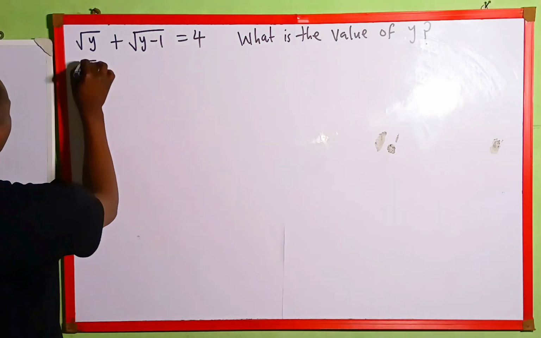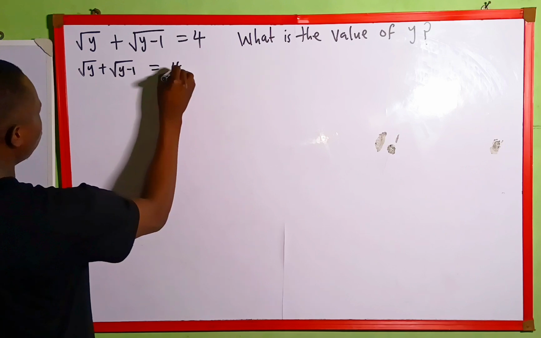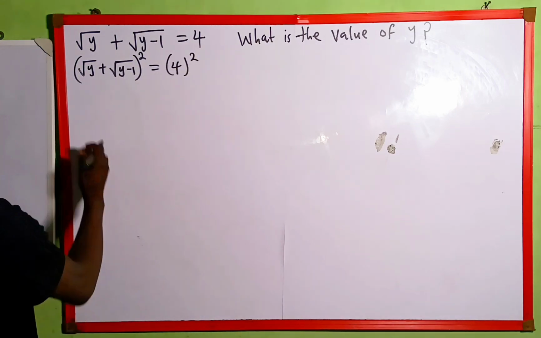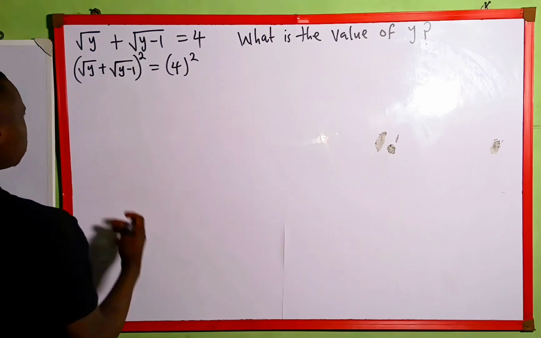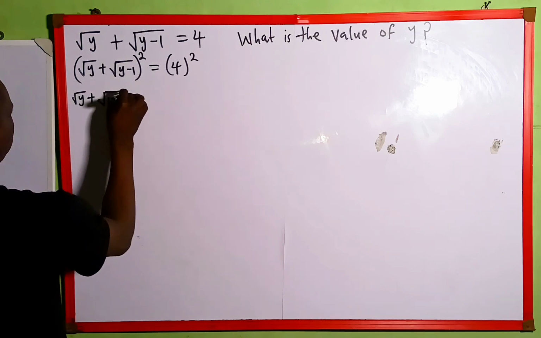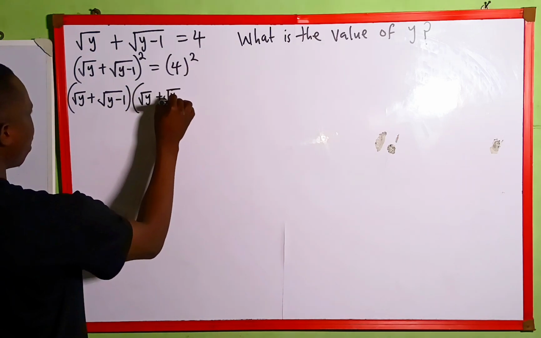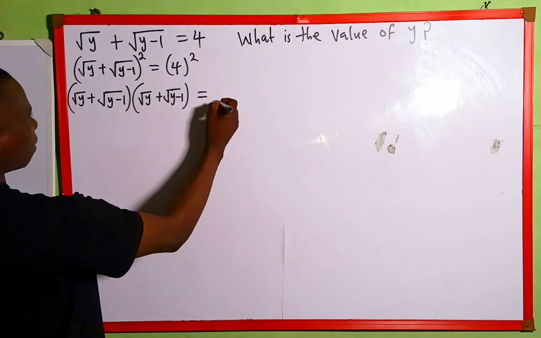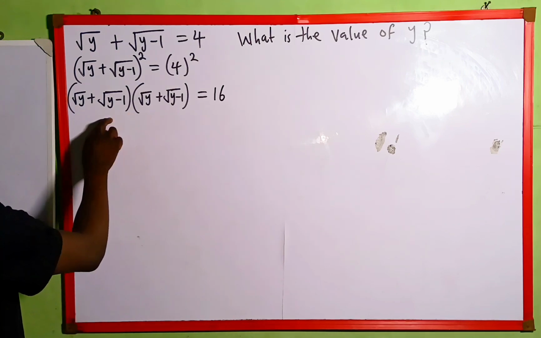So on the left hand side we have square root of y plus square root of y minus 1, which is equal to 4. So we square the left hand side, equally we square the right hand side. When you have this term squared, it implies that the term is multiplied by itself twice. So this is the same as square root of y plus square root of y minus 1, multiplied by square root of y plus square root of y minus 1. All will be equal to 4 squared, which is 4 multiplied by 4, giving us 16. Now the next thing we're going to do is to expand these two brackets.